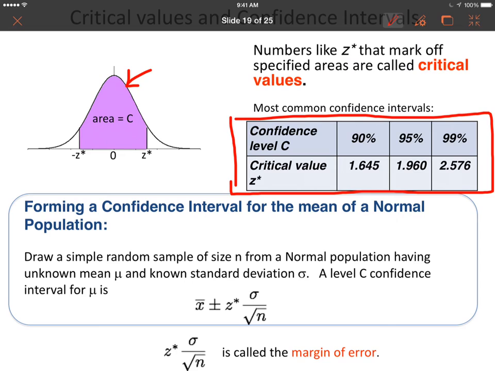All right. So for example, if I have z of 1.645, from negative 1.645 to positive 1.645, the area between those two would be 90% in this example.